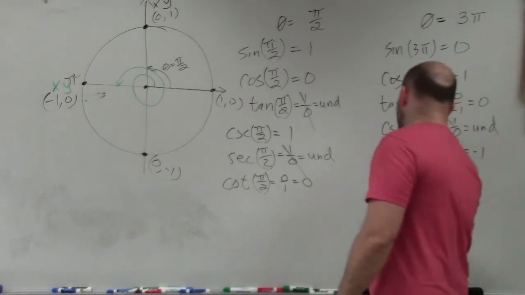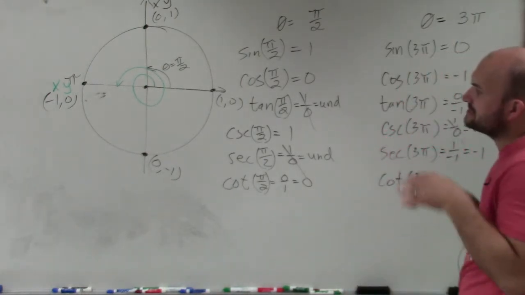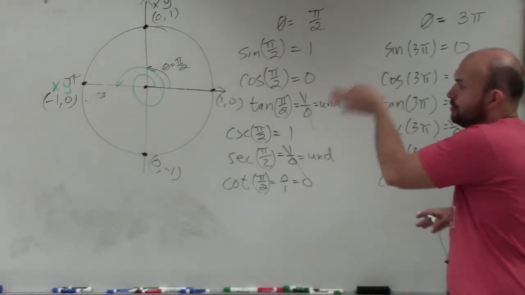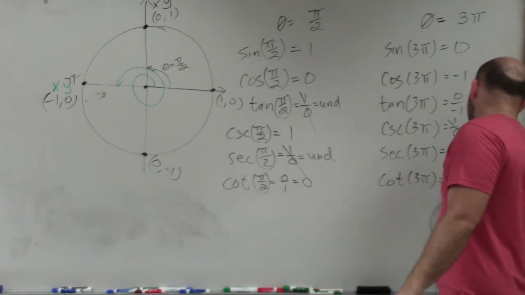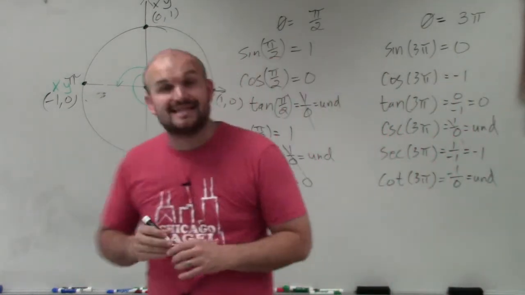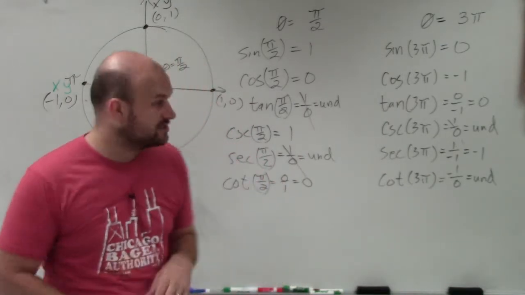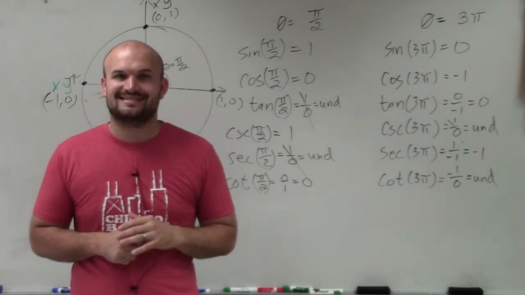And then lastly, we have cotangent of 3 pi. Cotangent of 3 pi is going to be x over y, which is -1 over 0. Again, ladies and gentlemen, we cannot have 0 in our denominator. So -1 over 0 is going to be undefined. So there you go, ladies and gentlemen. That is how you evaluate your 6 trigonometric functions when you have angles that are on the x and the y axis. Thanks.